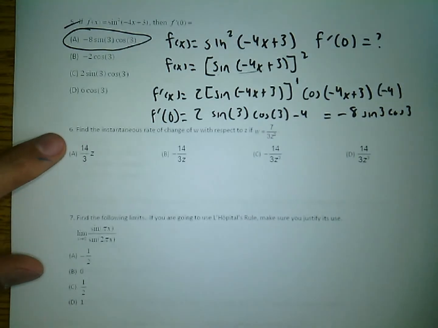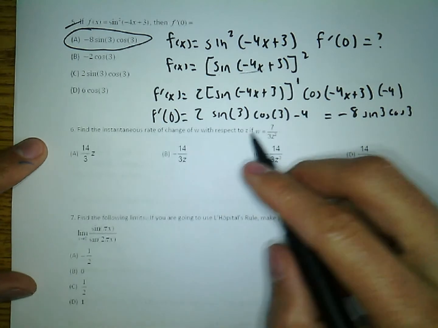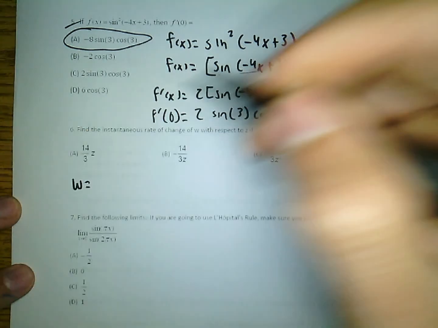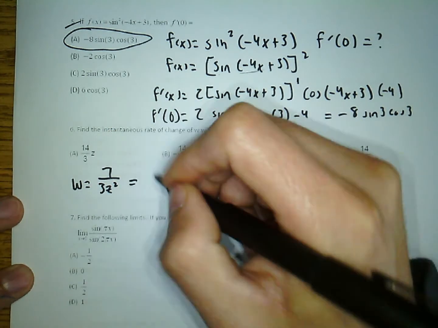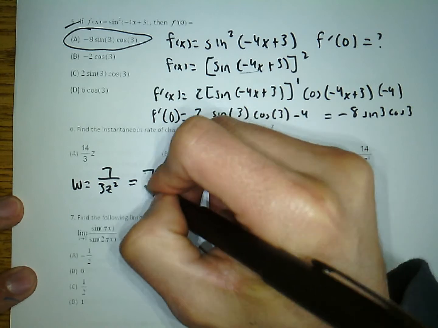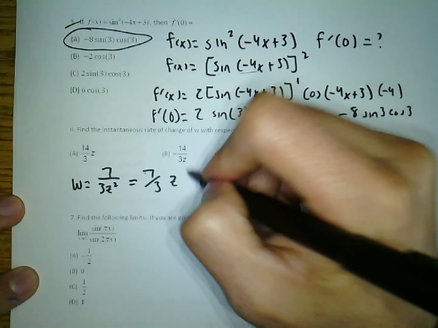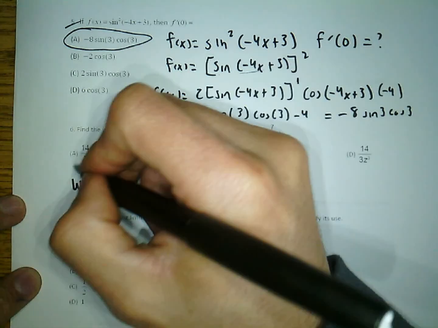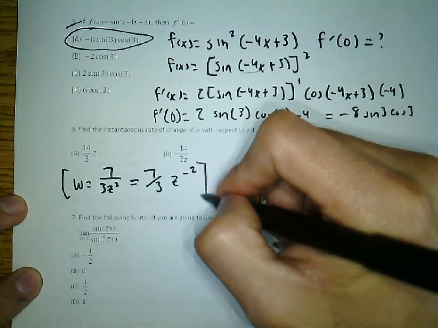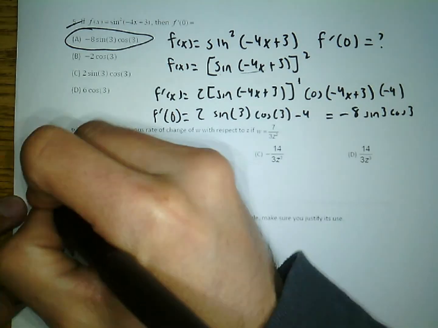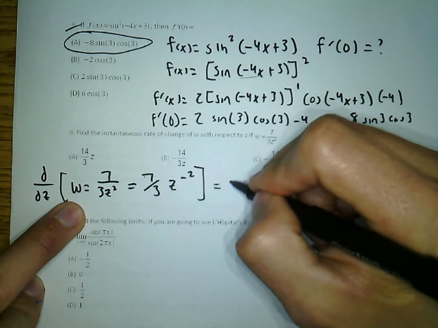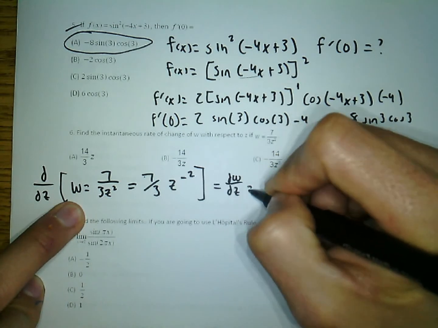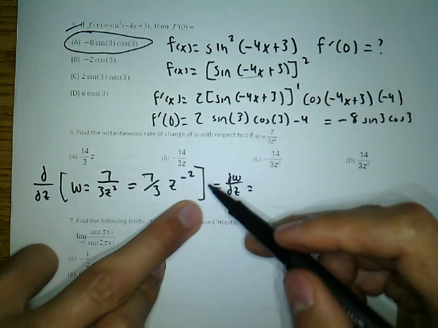All right. Find the instantaneous rate of change. Instantaneous rate of change means derivative of w with respect to z. So what I have is w is equal to 7 over 3z squared. So I'm going to rewrite this as 7/3 z to the negative 2. I was told to take the derivative with respect to z. So dw over dz is equal to, okay, this is just going to be a power rule.